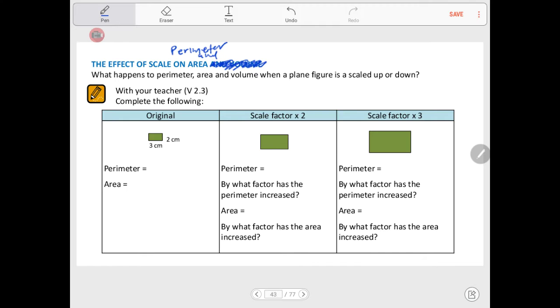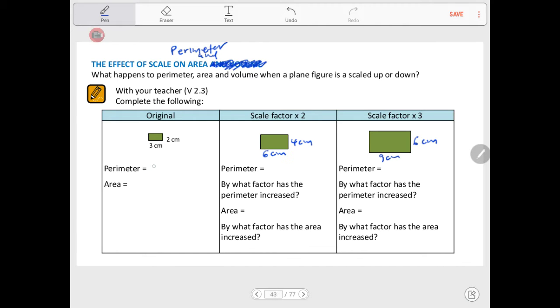So if you haven't done that, pause the video and have a go at it. Although I will just clue you in on the way these dimensions work with the scale factor. Here we've got a 2 by 3 rectangle. So if we scale that up by 2, scale factor of 2, then those dimensions double. So it becomes 4 by 6. And by 3, scale factor of 3, we've got a 9 by 6 rectangle. Okay, so go ahead, pause the video and work out the perimeter and area of each of these shapes.